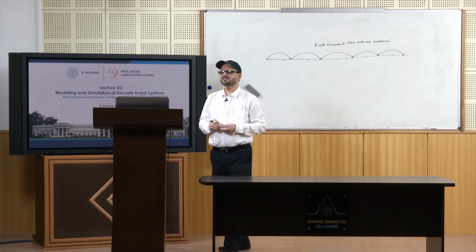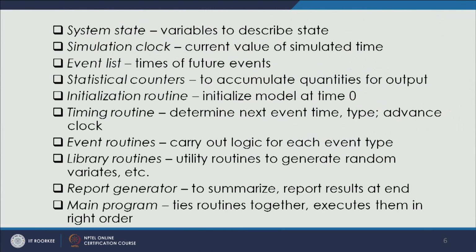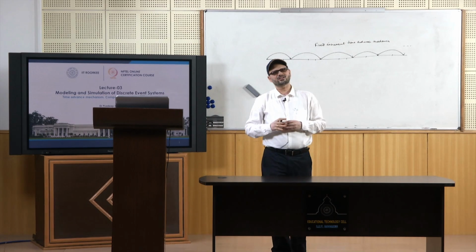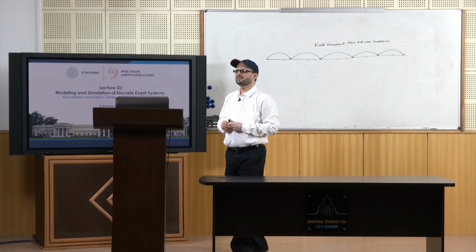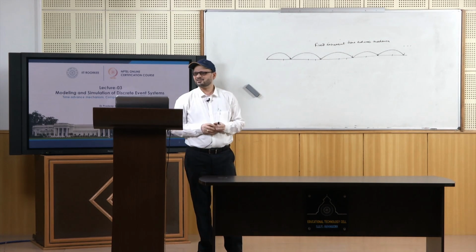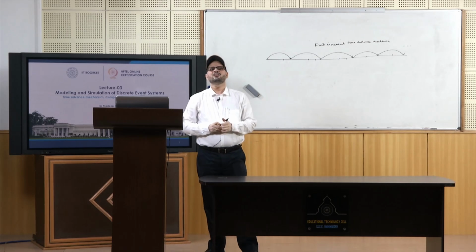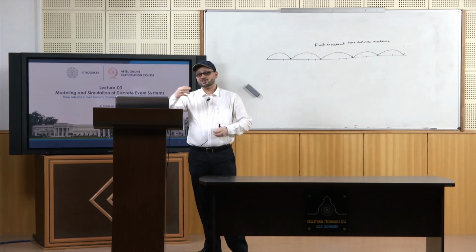So, the system state. It is the collection of state variables necessary to describe the system at a particular time. As time proceeds, the simulation clock proceeds from one value to the next, and the system state, the collection of state variables, describes the system at that particular simulation clock time. Now, what is a simulation clock?